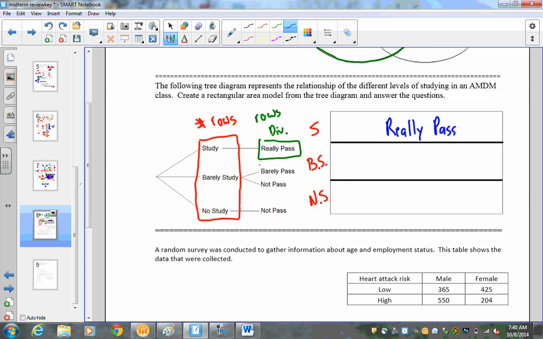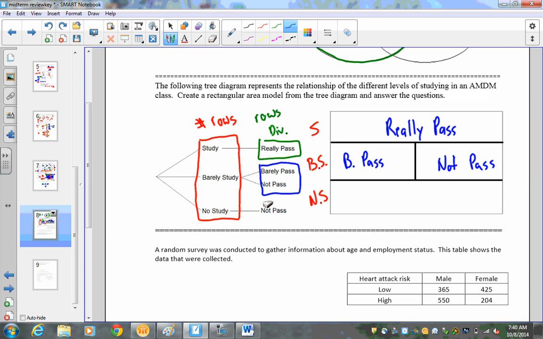But if you notice our second expansion for our second row, it's divided up into 2 parts. So let me divide it up into 2 parts. I should have used a straight line. I'm going to fix that just because it's going to bother me. There you go. And so now this is barely pass, and this is not pass.